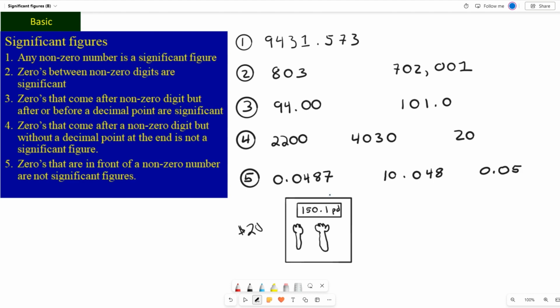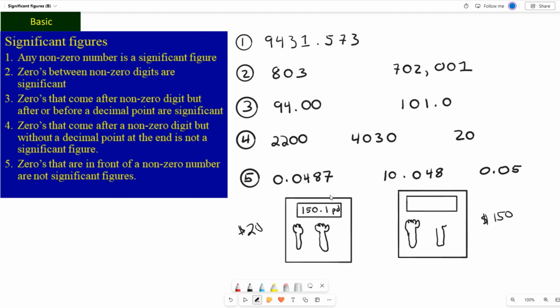Now let's say that you go out and you buy a different bathroom scale and you buy a much more expensive one. Let's say maybe this is a $150 bathroom scale. And on the outside, for the most part, it looks the same. And you hop on there, put your feet on there. But now when you get on this scale, it reads 150.16 pounds. Well, this scale was made to be precise out to the hundredths position.